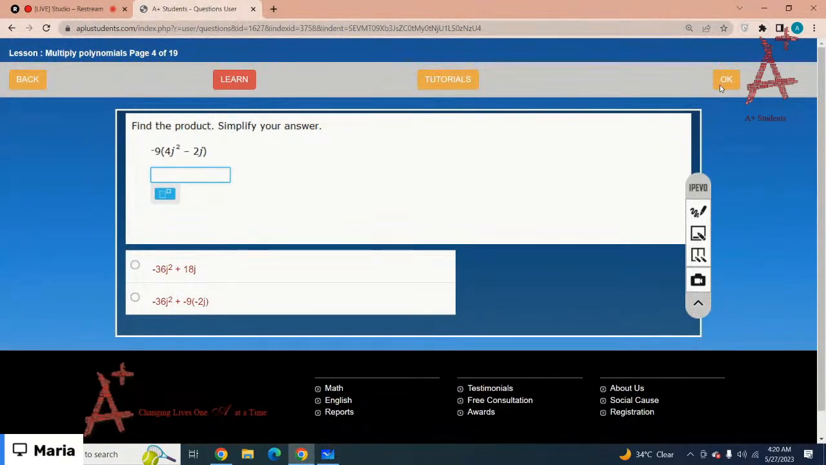Okay, the next one is negative 9 times 4j square minus 2j. So you have to multiply negative 9 times 4j square. So negative 9 times 4 is negative 36j square. And negative 9 times negative 2 is positive 18j. So option number 1 is the correct option.